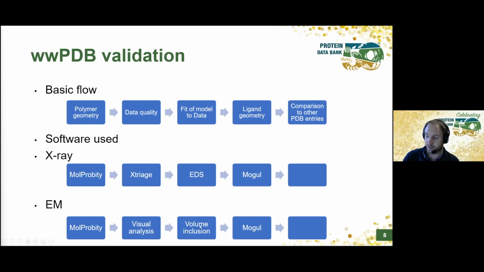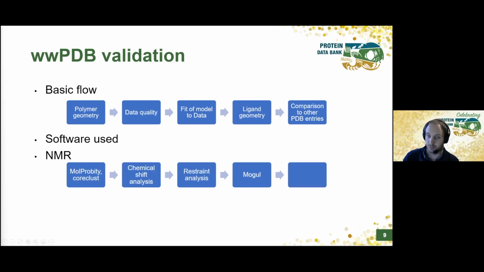For EM, the data quality and the fit of model to data differs. So we use something called vision analysis and volume inclusion. And I will show examples of these as well. And for NMR, this middle section is changed into chemical shift analysis and restraint analysis to compare the fit of the data to the model.